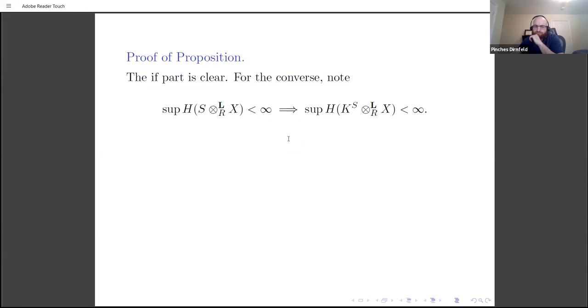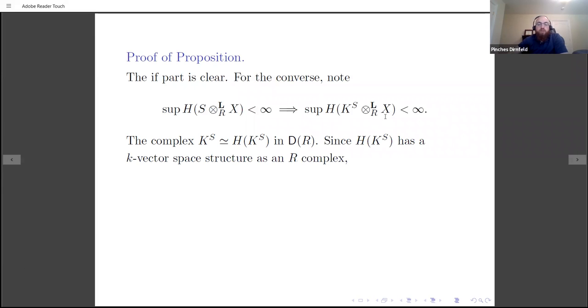So note that if the homology of S tensor X is bounded, then the homology of K^S tensor X is bounded, because K^S is nothing more than a complex of finite projective dimension. It's a perfect complex, so it will not make this homology unbounded. And you can use subcategories, for example, to see that. But the complex K^S is quasi-isomorphic to the homology of K^S in D(R), because the action factors through the action on k. And H(K^S) has a k-vector space structure as an R complex.